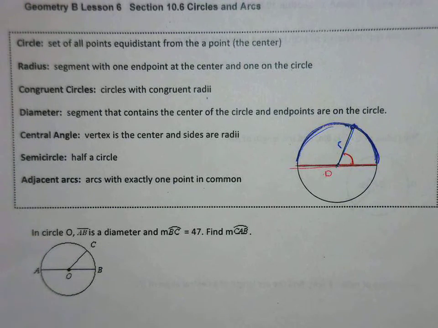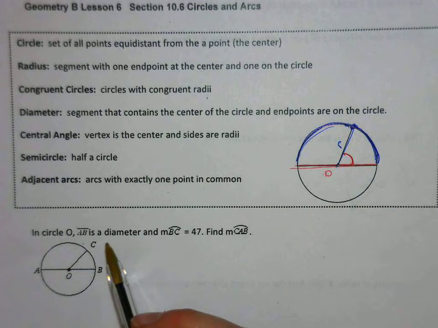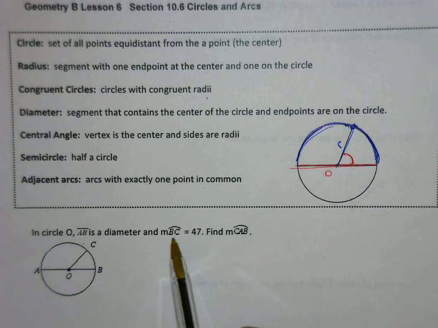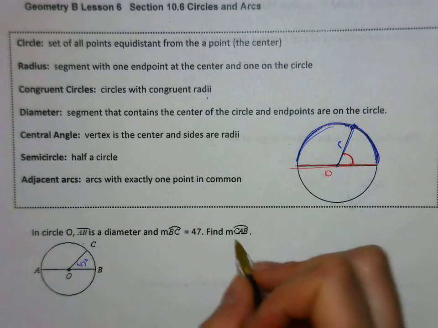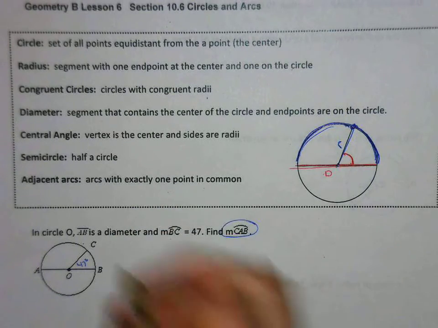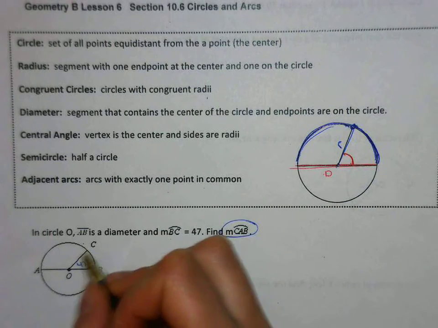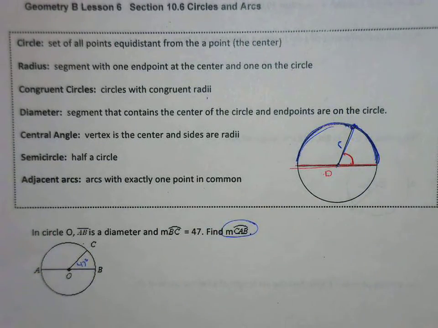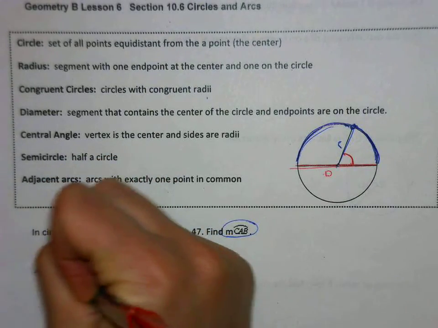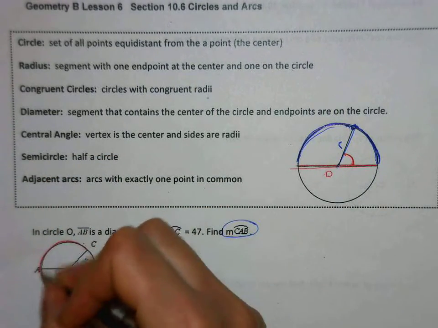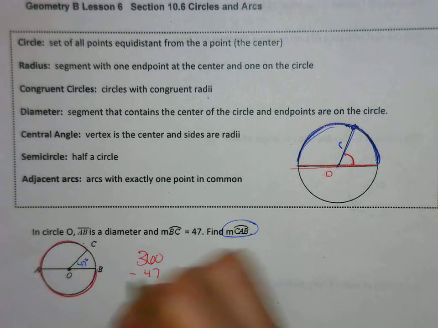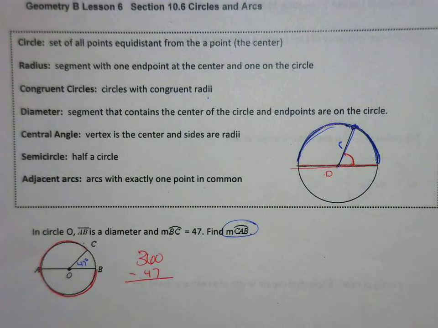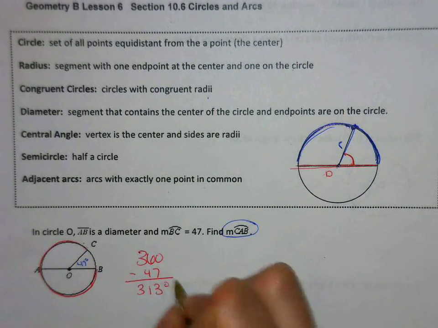Alright, so let's find, in circle O, AB is a diameter, and the measure of arc BC is 47 degrees. We want to find the measure of arc CAB. So the measure of that arc from C to A to B. Well, we know a circle has a total of 360 degrees, and we want everything but that 47. So if we subtract 47 from 360, we're going to end up with 313 degrees.